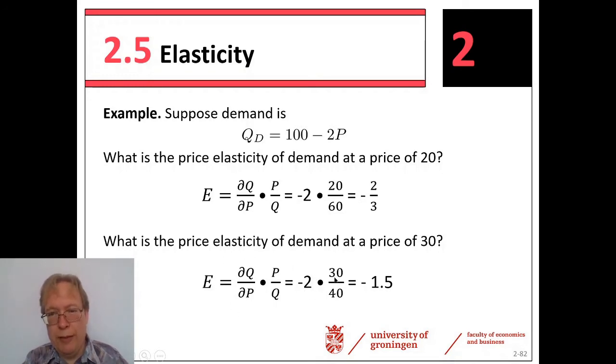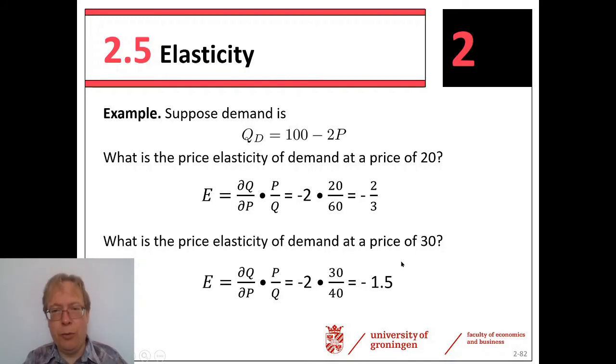Again, that's minus 2, but now at a price of 30, my P is 30. What is my Q? Well, if I plug P into my demand function, then at a price of 30, my demand will be 100 minus 2 times 30, which is 40, right? So that's 40. So at the price of 30, my elasticity of demand is minus 2 multiplied by 30 over 40, which gives me minus 1.5.